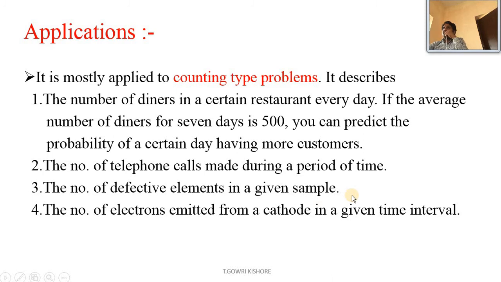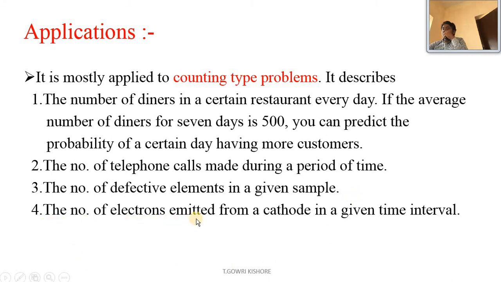Number 3, the number of defective items in a given sample. In a particular factory some products are prepared. After releasing them, how many products are defective? How many products are in the form of defects? So here also we use the counting type of application.